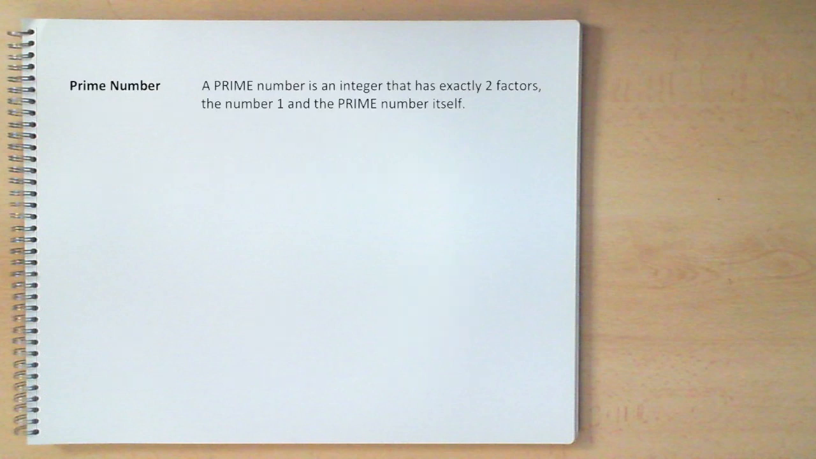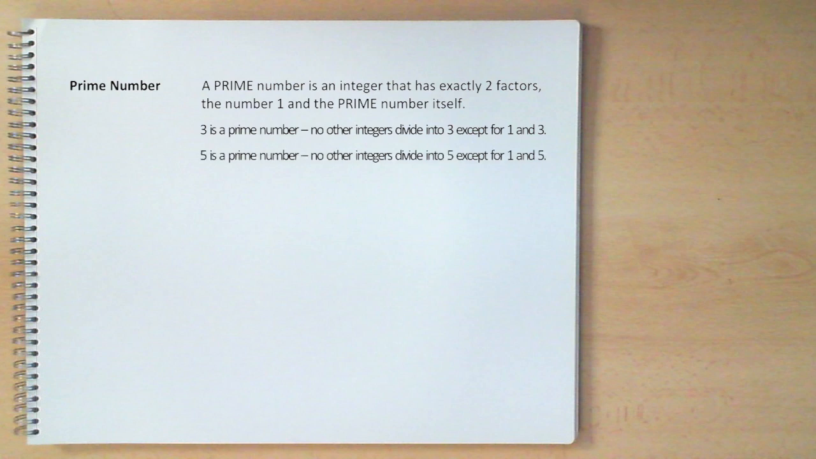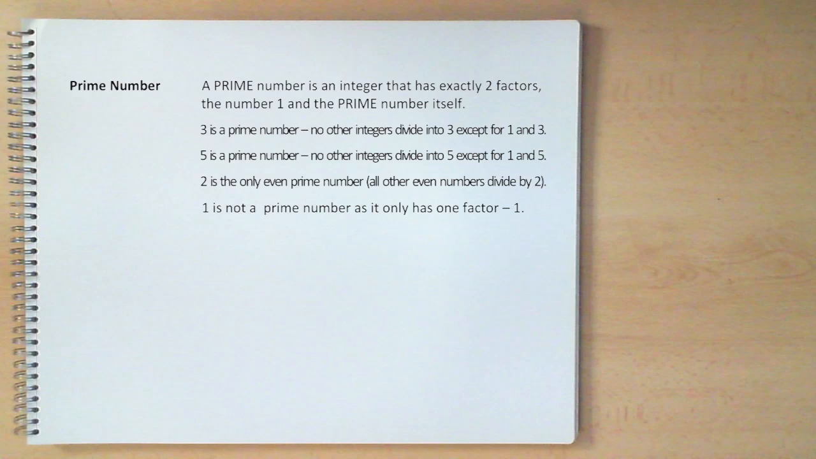So we're going to talk about prime numbers for a little while here. A prime number is an integer that has exactly 2 factors, the number 1 and the prime number itself. So 3 is a prime number because no other integers divide into 3 except for 1 and 3. 5 is a prime number. Same thing, no other integers except 5 and 1. 2 is the only even prime number. Obviously this is true because all other even numbers divide by 2. 1 is not a prime number. It only has one factor, the number 1.